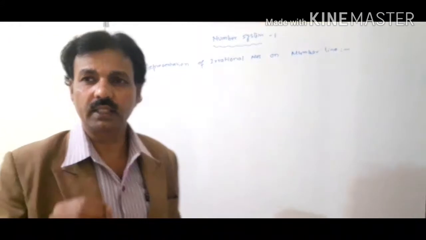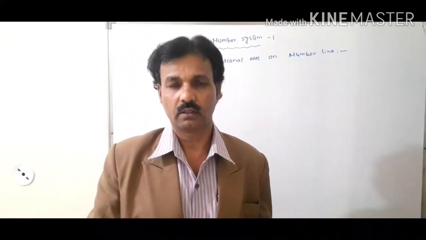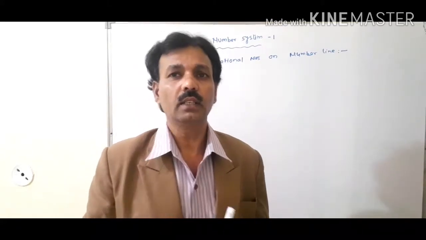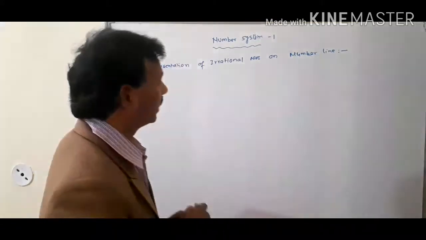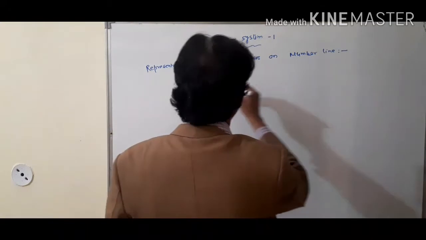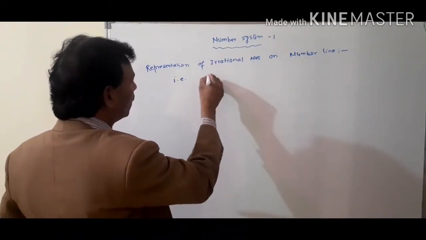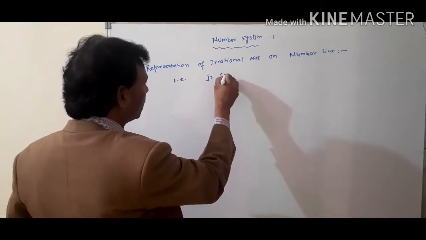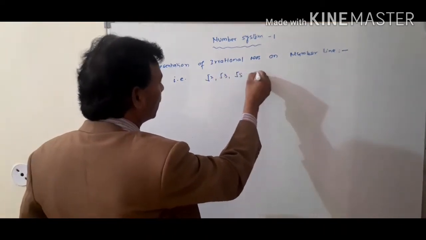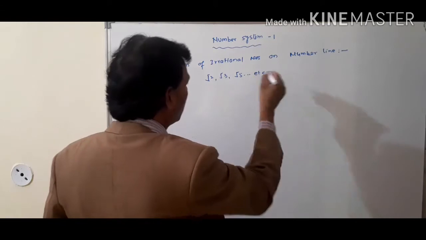As you know, what is an irrational number? Those numbers that are not rational are known as irrational numbers. That is, which type of numbers will be irrational numbers? Root under 2, root under 3, root under 5, etc. These types of numbers are known as irrational numbers.